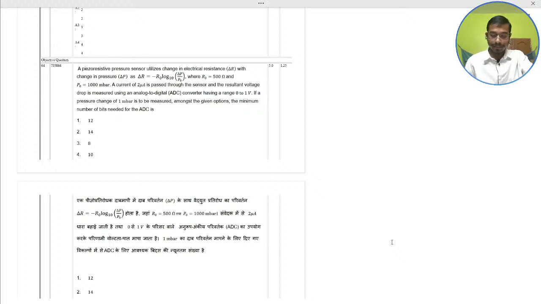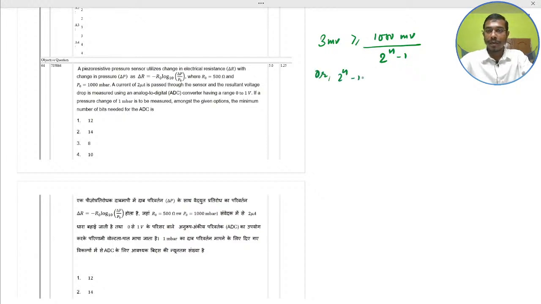The simple concept is that 3 millivolt is greater than or equal to 100 millivolt by 2 to the power n minus 1. This is the formula. Or 2 to the power n minus 1 is greater than or equal to 100 millivolt divided by 3 millivolt.